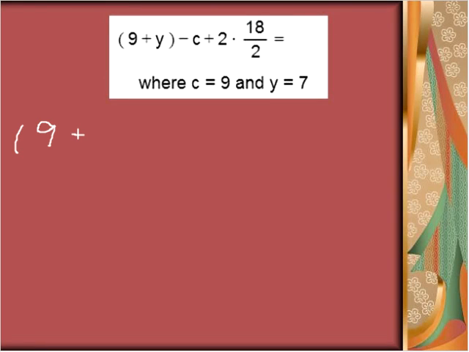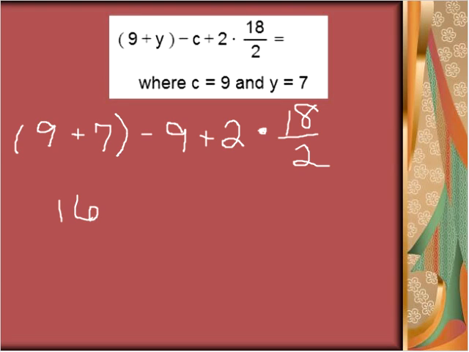Now instead of y, I'm going to substitute the value of 7 in. And then minus c. And so I'm going to substitute the value for 9 in for c. And then I'm going to rewrite my problem. Oh, I'm going to make sure this looks like a multiplication sign there. There we go. Alright, order of operations comes into place, so parentheses comes first. 9 plus 7 is 16. And I'm going to rewrite my problem.